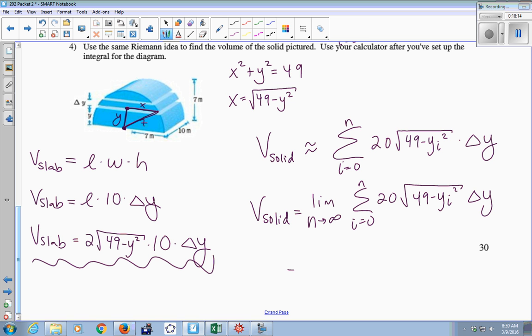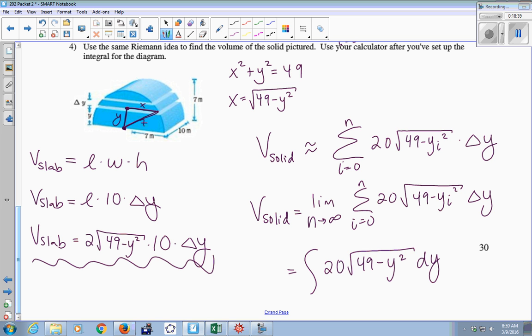Which is actually an integral. And we drop the sub i's, and the delta y becomes a dy. So I have 20 times the square root of 49 minus y squared dy. And now I just have to figure out what the bounds of integration should be. So I go back to my picture. My variable is y, and y is what's changing.